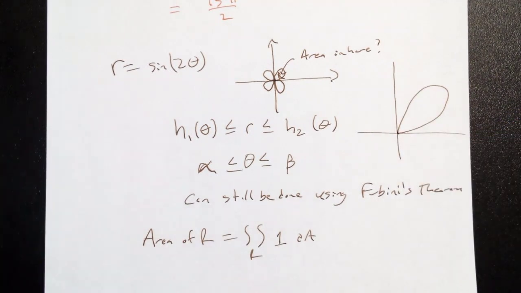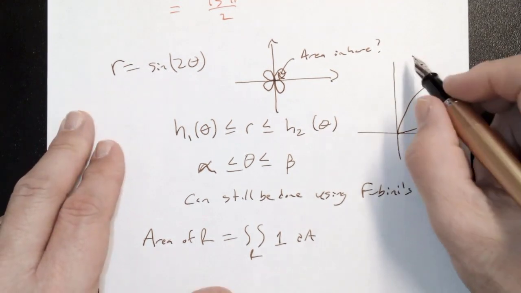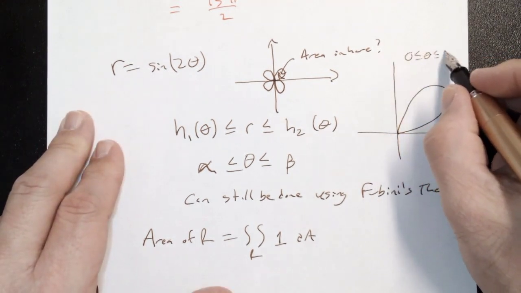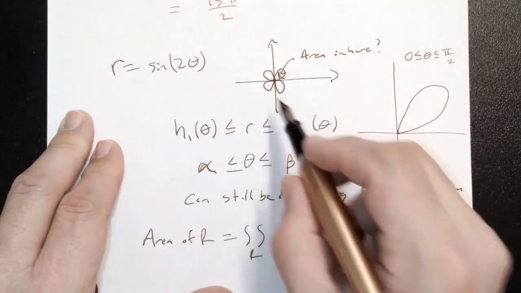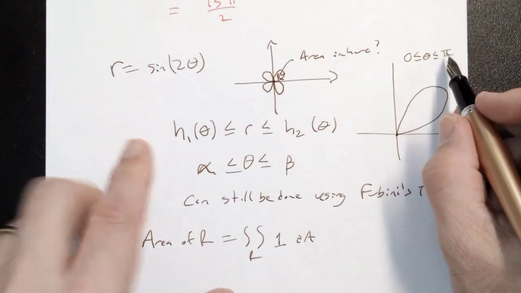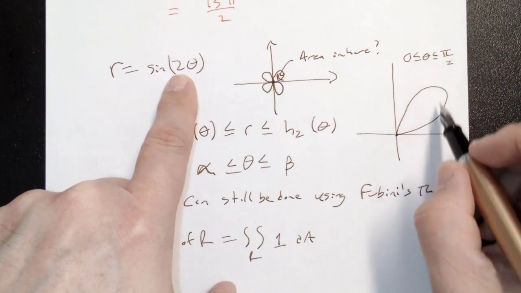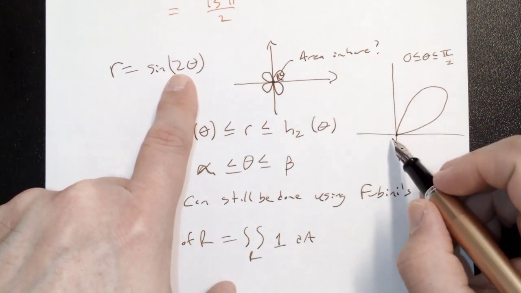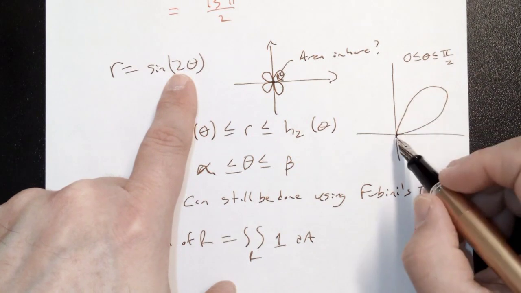I'll blow it up so we can see it better. For the angle? I hope so. Let's check. I know that sine of 0 is 0. And I know sine of 2 times pi over 2, that would be sine of pi. That would also be 0. So it makes sense to go from 0 to pi over 2.